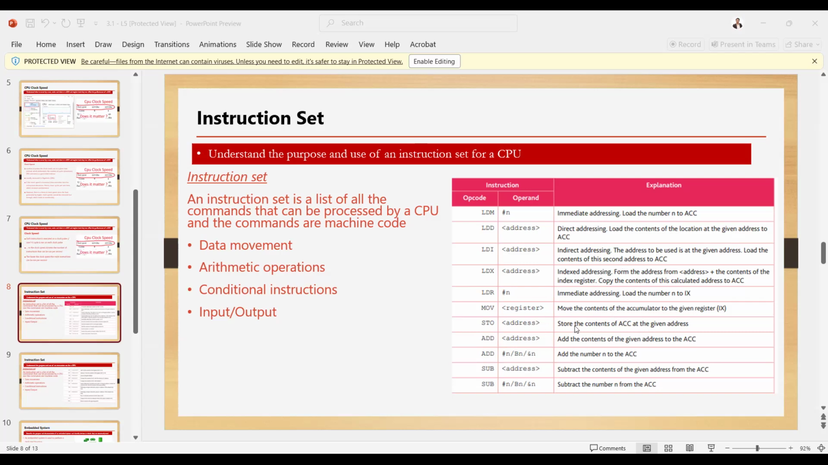However, right now this is not included in your syllabus, as you will be studying this in AS levels, like you have LDM, LDD, LDI. These are some examples of actions that you have to perform. For example, I have MOV, which means move. Move what? Move that specific instruction set or address. So this is your instruction set.